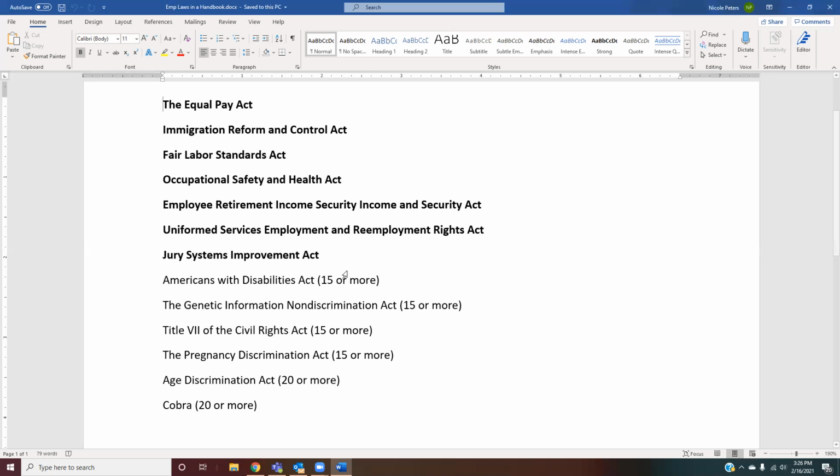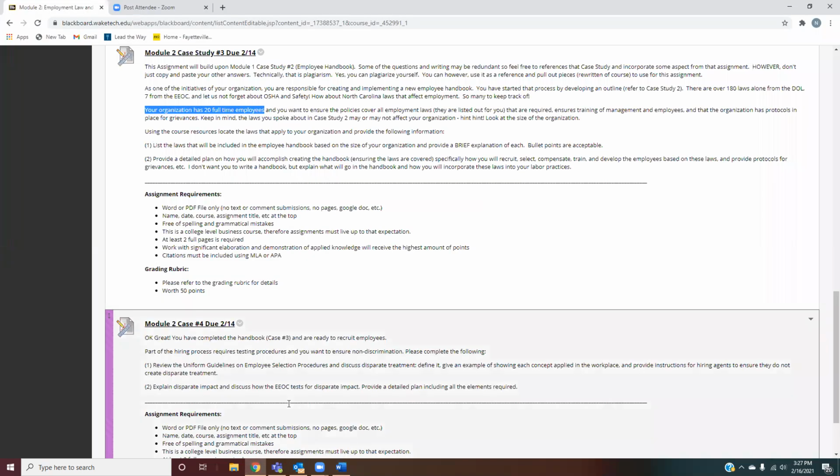So here is your list. And then next to each act, I would hope that you had a brief description of that act. Again, if you're missing a couple points, that could be why, if you only have a few of these laws or didn't provide a brief explanation of each. Let's go ahead and look at number 2. Provide a detailed plan on how you will accomplish creating the handbook. It's basically ensuring how you're going to make sure these laws are covering recruitment, selection, compensation, training, and development.